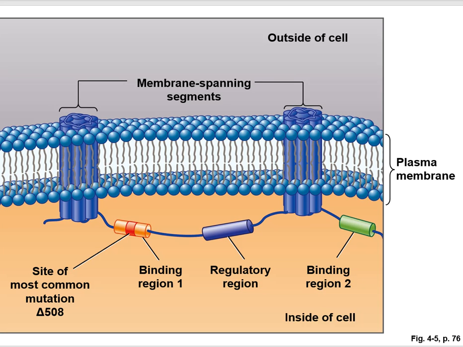The cystic fibrosis protein is a membrane protein. The CFTR protein is located on the plasma membrane of the cell. It regulates movement of chloride ions and water across the cell membrane. The regulatory region controls the activity of the CFTR molecule in response to signals from inside the cell. In most cases, which is about 70%, the protein is defective in binding to region 1.